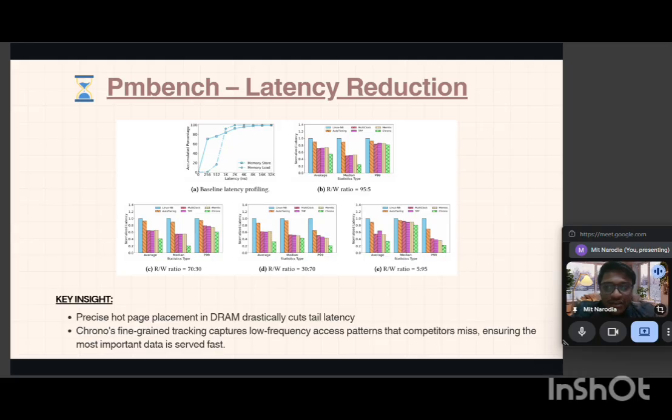This is a huge improvement, and the main point here is all about being consistent. Because Chrono is so accurate, it makes sure that the correct hot pages are always in the fast DRAM, and this stops those painful slow moments which the user hates. The other systems are not so accurate, so sometimes they make mistakes and you get a big lag.